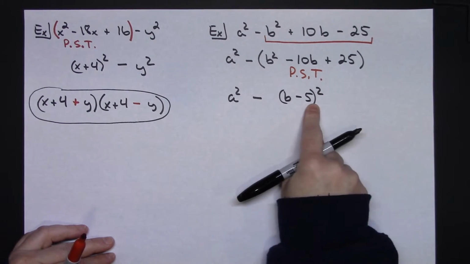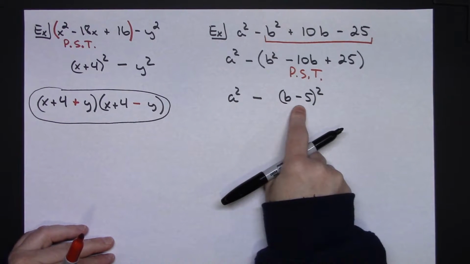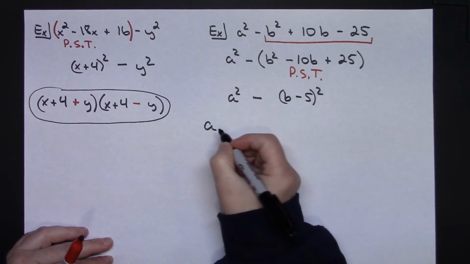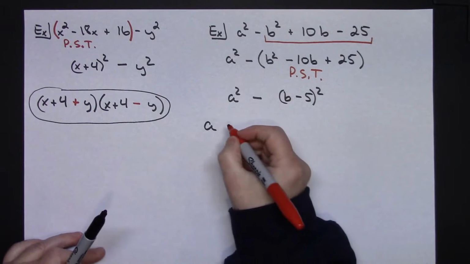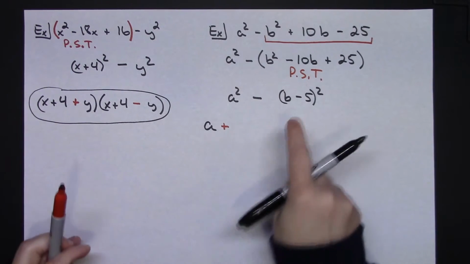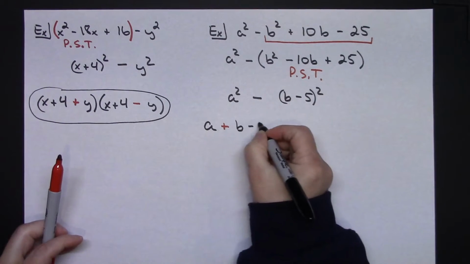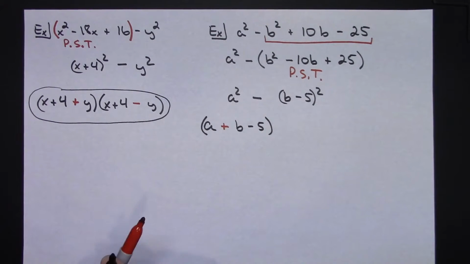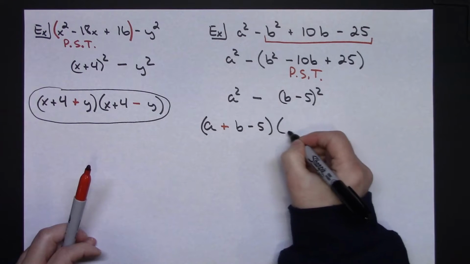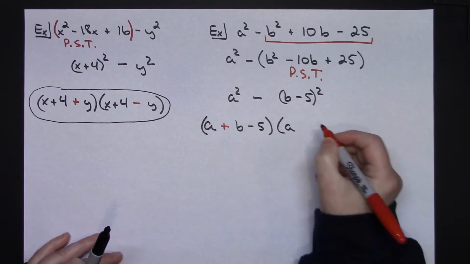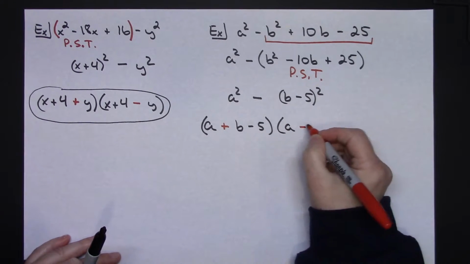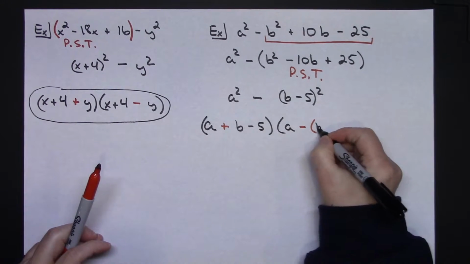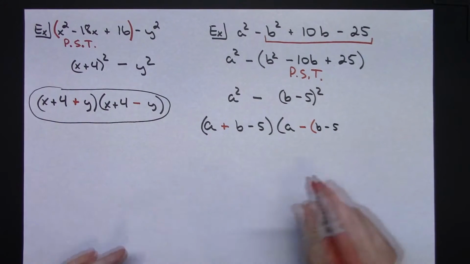So these are both perfect squares, so I can write each of them with a plus and with a minus. I'm going to do a, and then let's keep it in a different color, plus the square root of this, b minus 5. That's going to be my first term. Now when I write my second term here, a, it's going to be minus, but I have a binomial this time. So if I put that binomial in there, b minus 5.